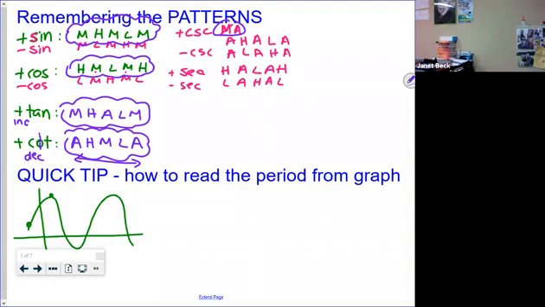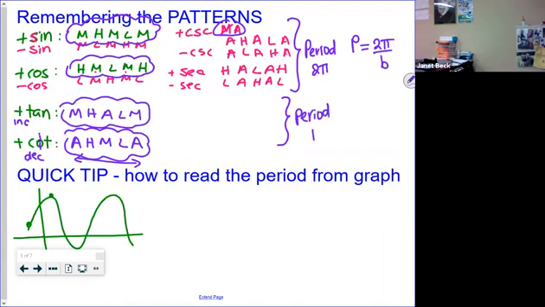Okay, your periods. For these functions, the parent function period is 2 pi. So when you have a compression, your new period will be 2 pi compressed by that b in the equation. For tangent and cotangent, the period that you start with is pi. So when you're working out a new period, it is just pi divided by b.